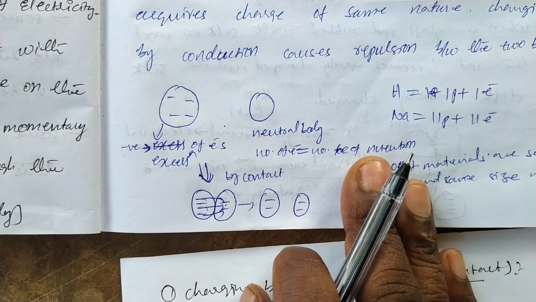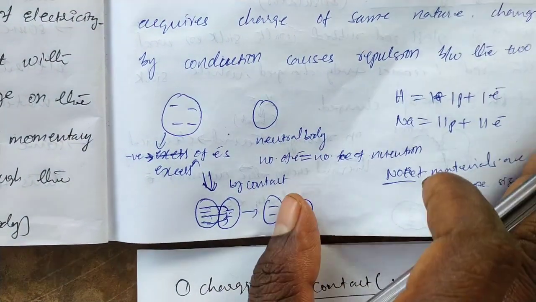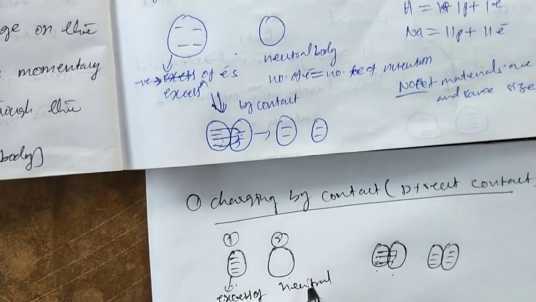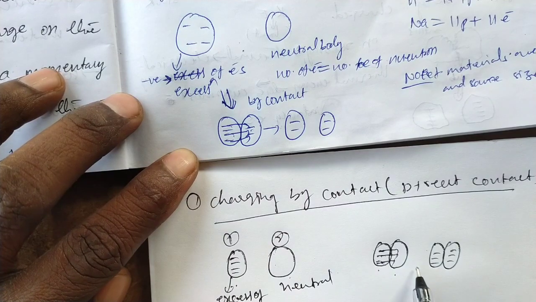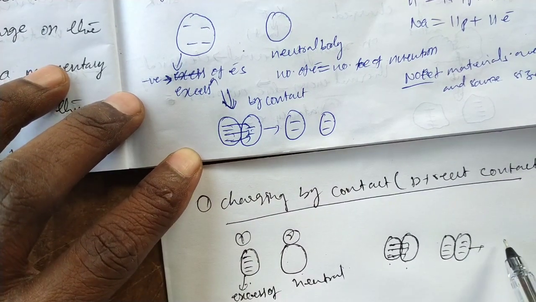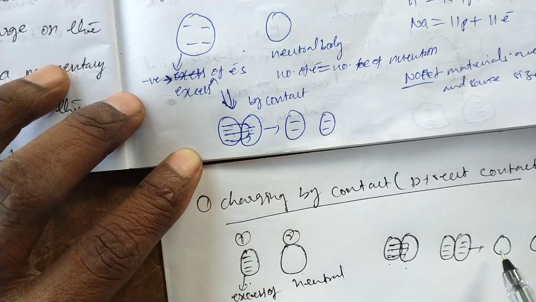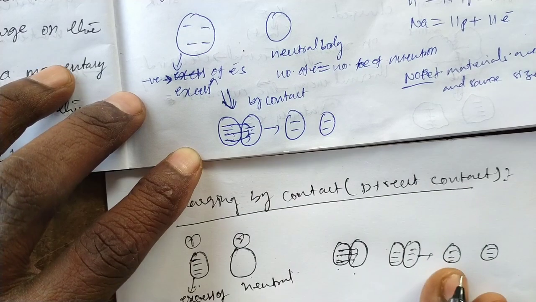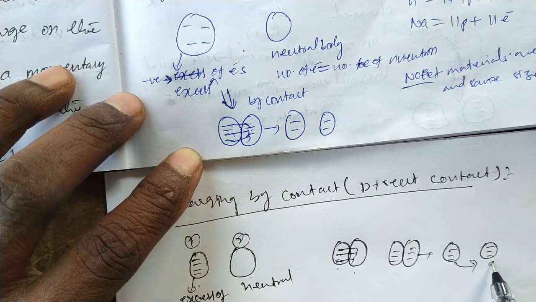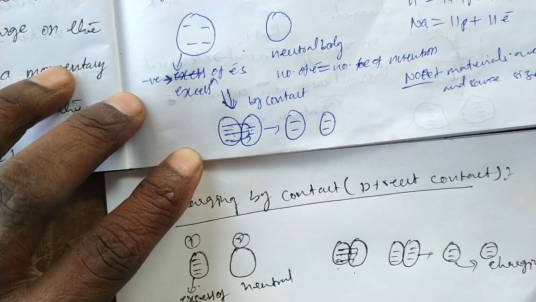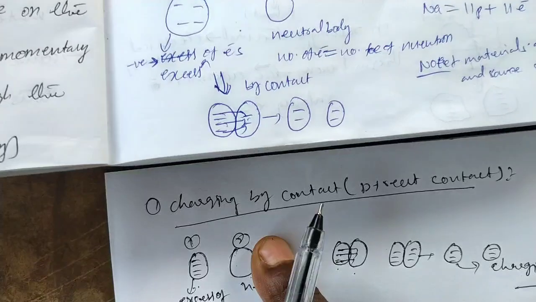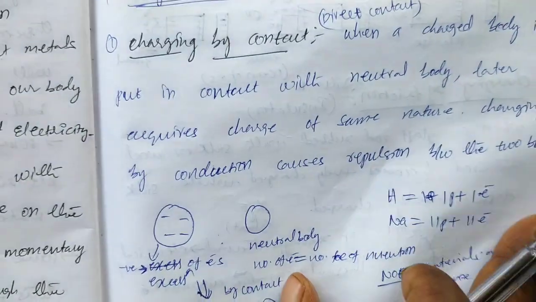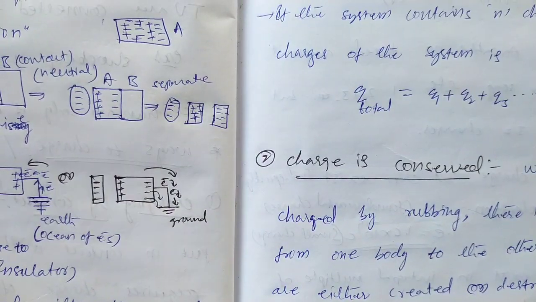When charging by contact, we get the charge carriers separated like this. Suppose this is by contact. Suppose we can separate in this way, we get 3 positive charge carriers and 3 negative. A neutral body can get charged when it is charged by contact. This is one method of charging by direct contact.